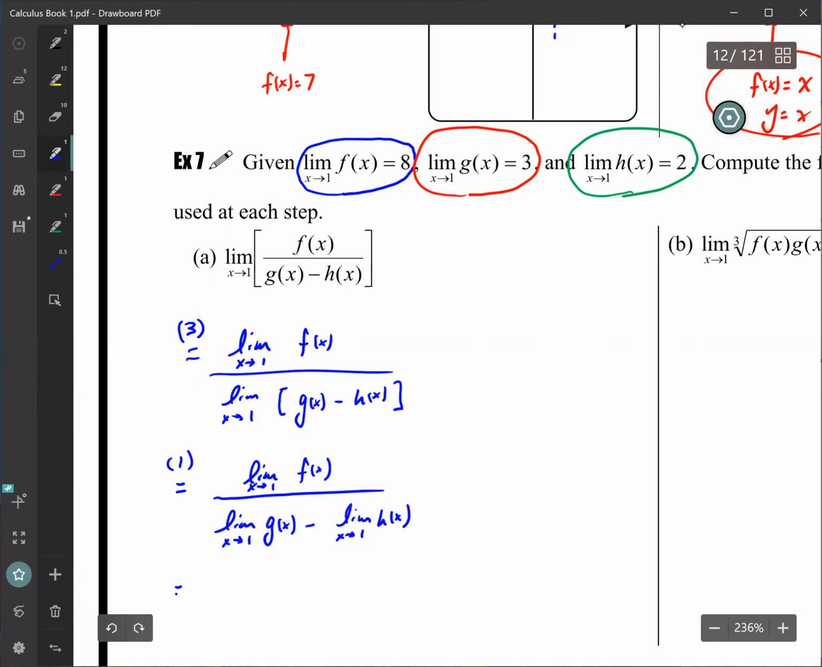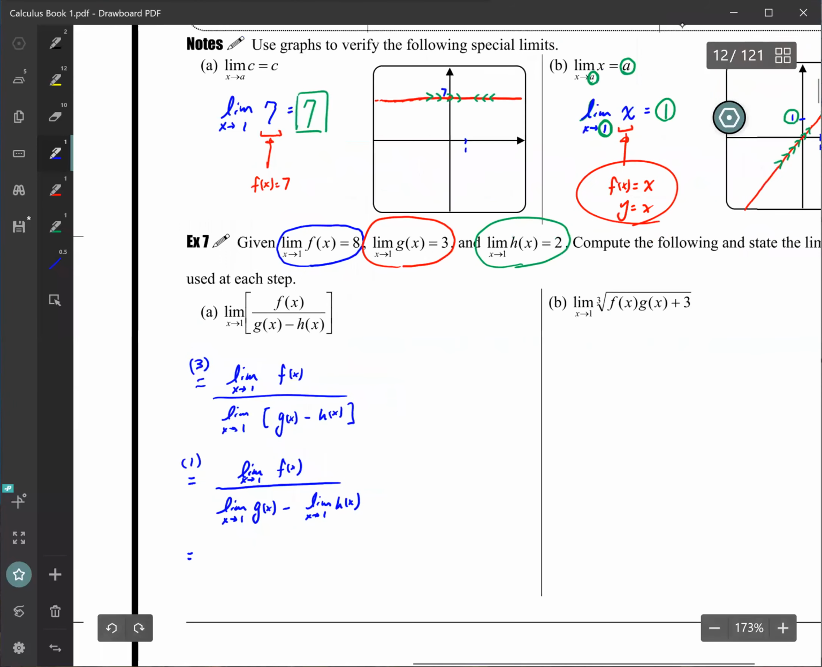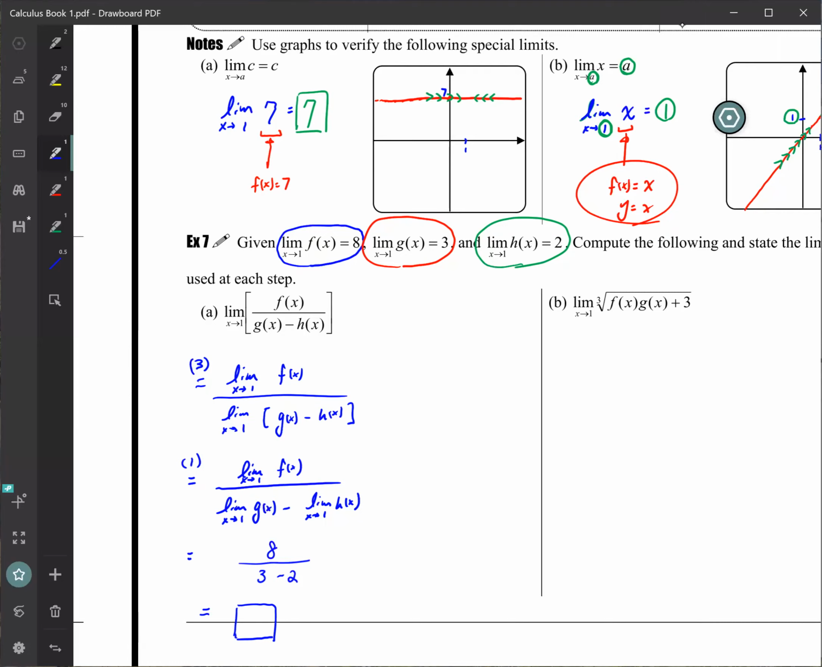So once you do the sharing, then it has 3 limits. And then you look at the 3 colors that I circled, right? Limit of f, it will be 8. So I put 8. Limit of g is 3 minus limit of h is 2, right? You just calculate that. And what would that equal at the end, Nicole? You get 8. Yeah, you will get 8, right?